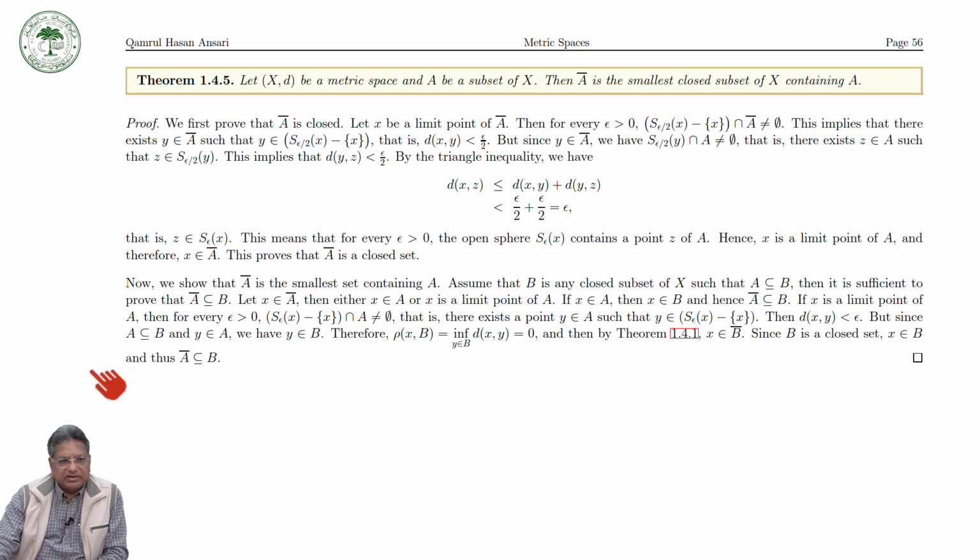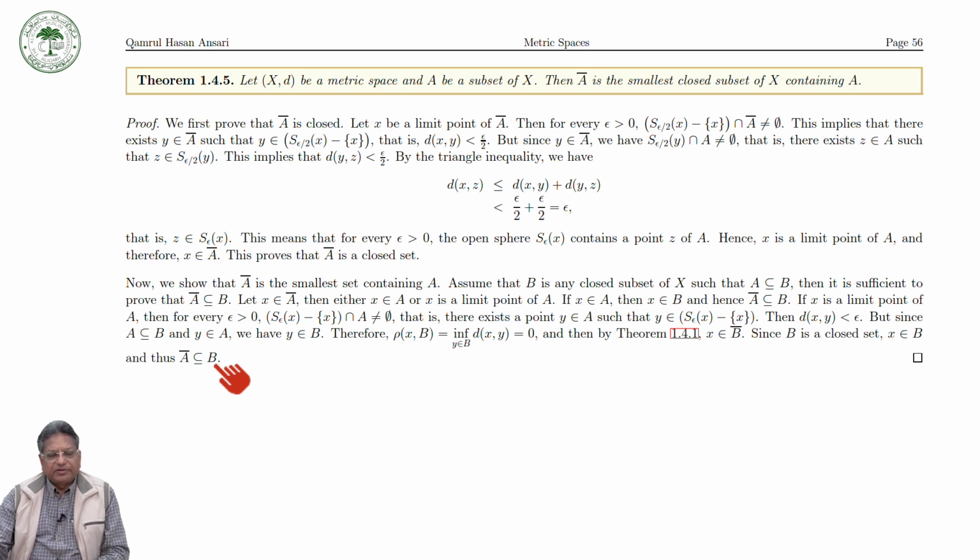But since A is a subset of B and y is in A, we have y is in B, and therefore the distance from x to B is equal to the infimum over y in B of d(x,y), and we have proved that if B is closed, then the distance from the point x to the set B is equal to 0. So this is equal to 0. From here, because the infimum is 0, we have proved that x lies in the closure of B. But B is a closed set, so x lies in B. Hence the closure of A is a subset of B.